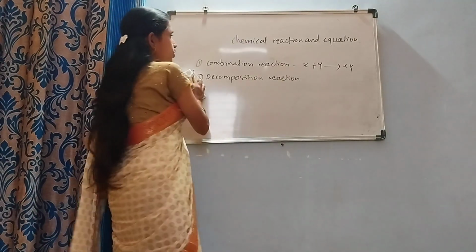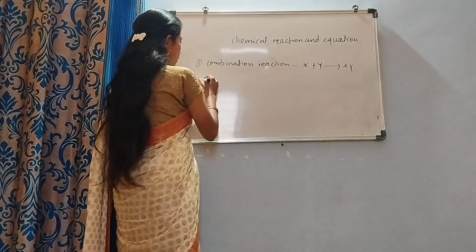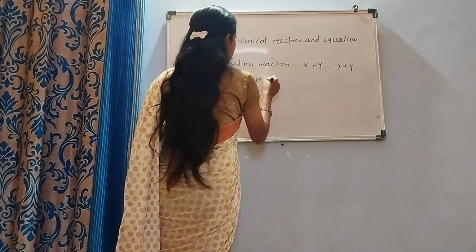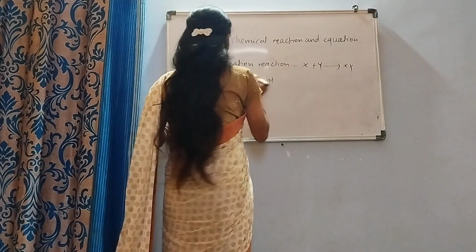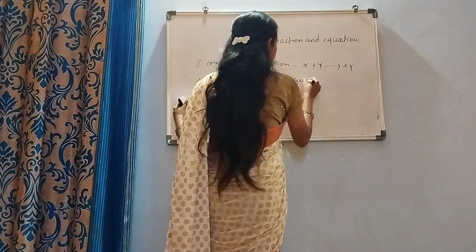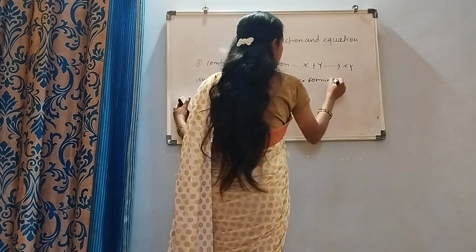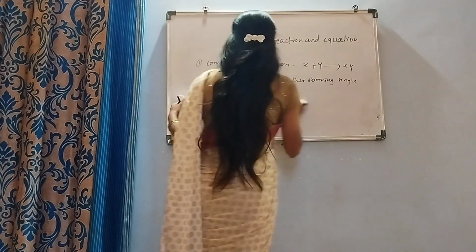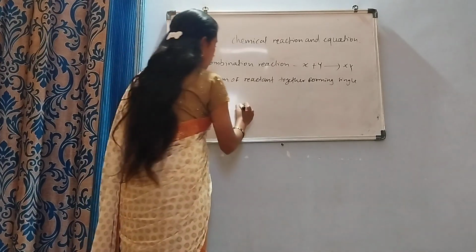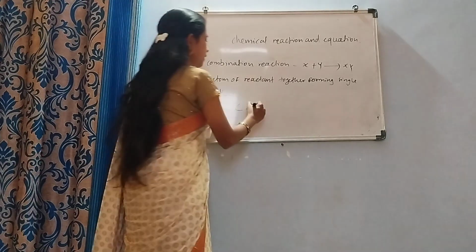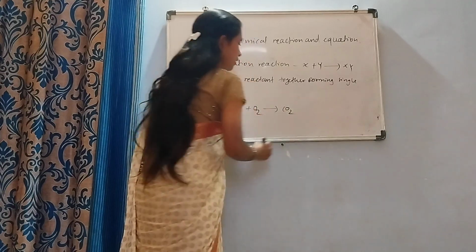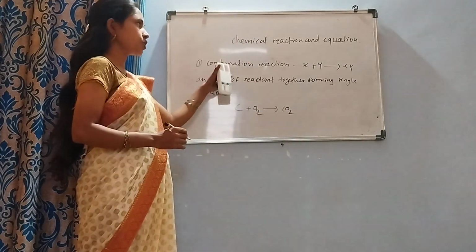So I can write down the definition for combination reactions. One or two atoms of reactant together forming a single product is called a combination reaction. For example, carbon, which is one atom, reacts with oxygen and forms a single product, CO2, carbon dioxide. So we can take this as an example of a combination reaction.